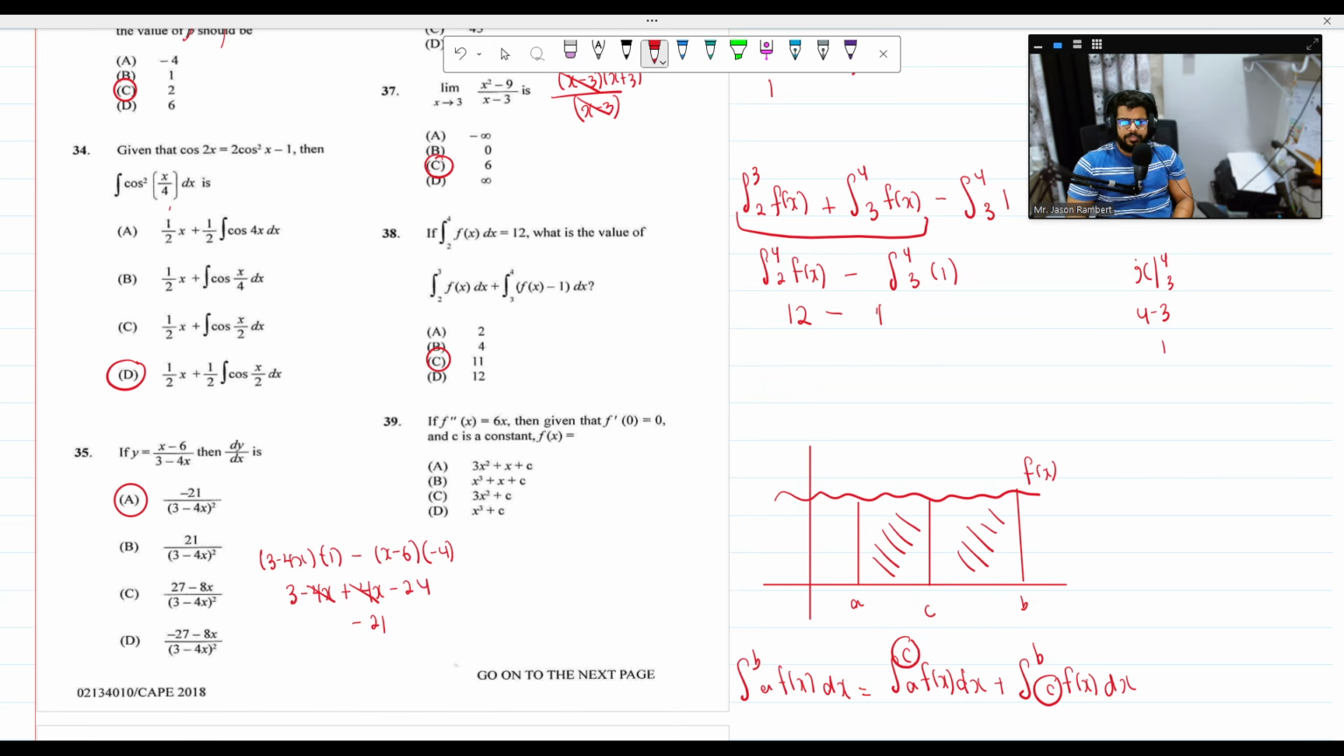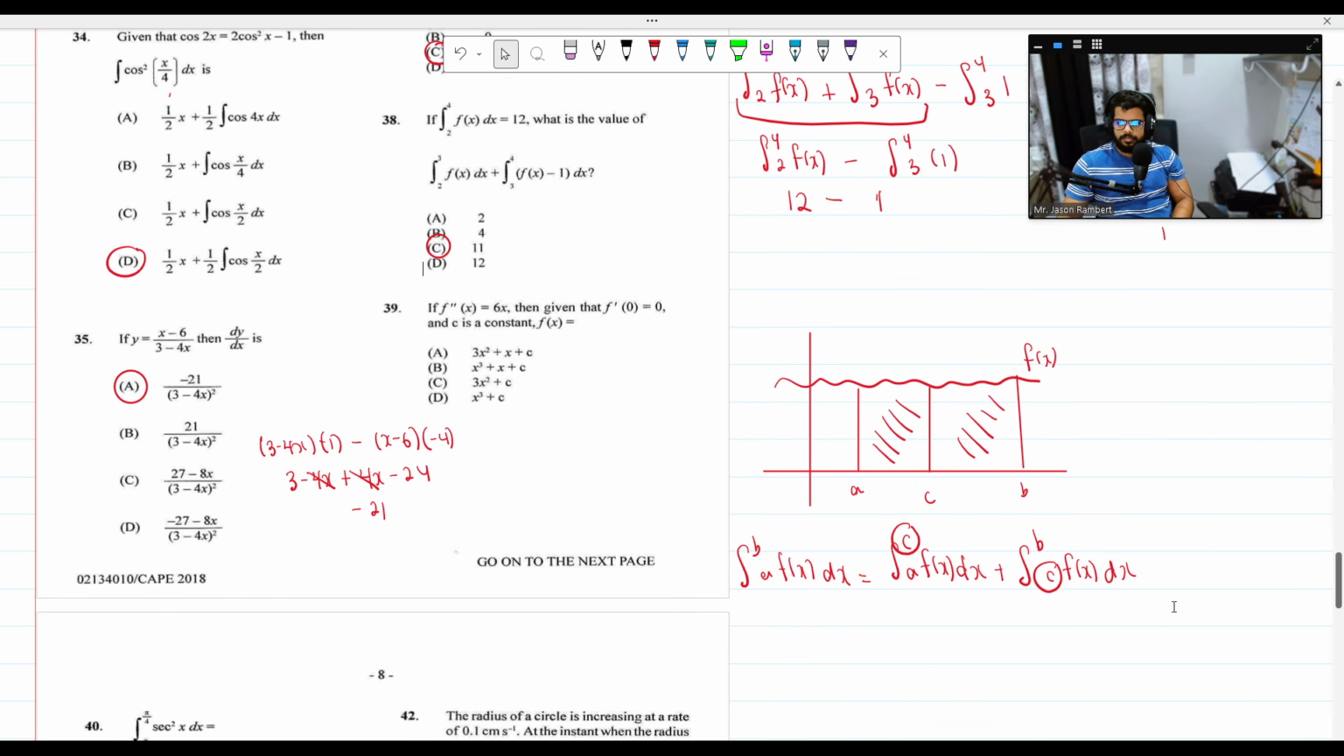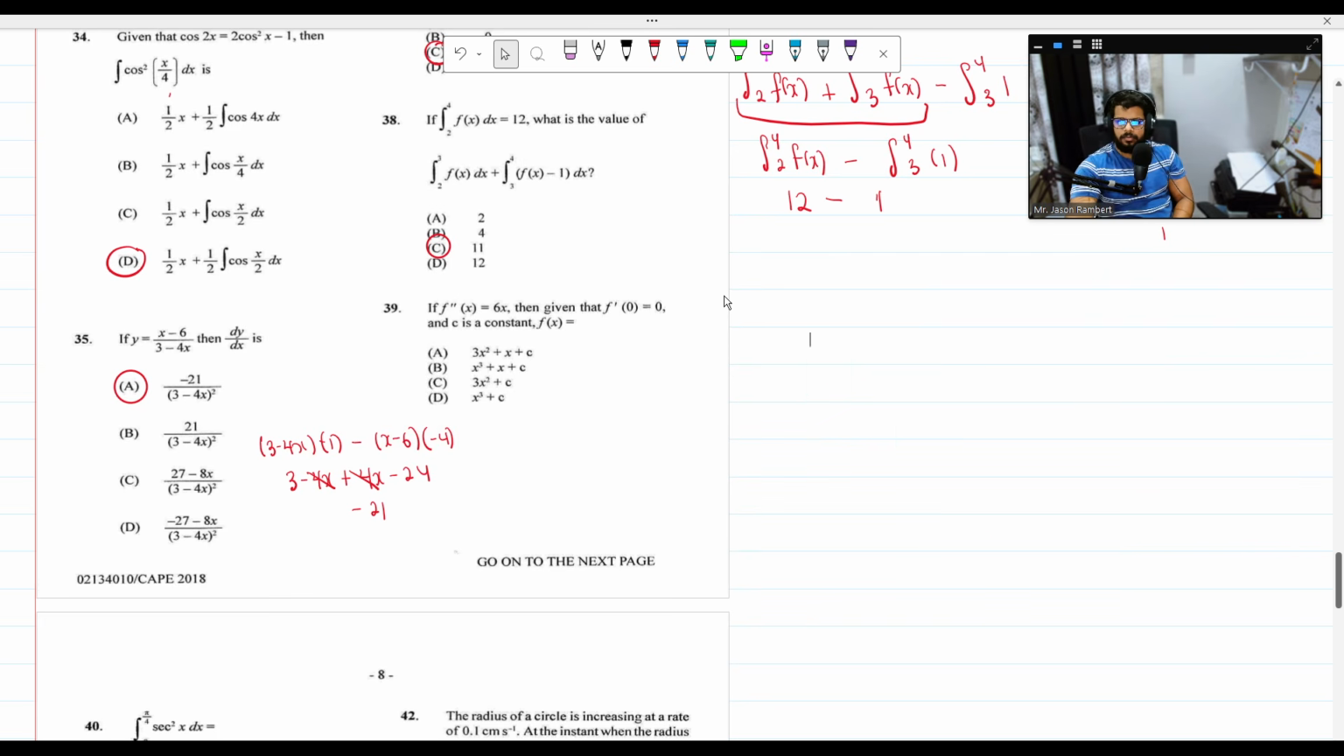If the second derivative is 6x, given that the first derivative at 0 is equal to 0 and c is a constant, f of x is... Okay. So f double dash x is equal to 6x. When I integrate, f dash x is 6x squared over 2, which is going to give me 3x squared plus c.